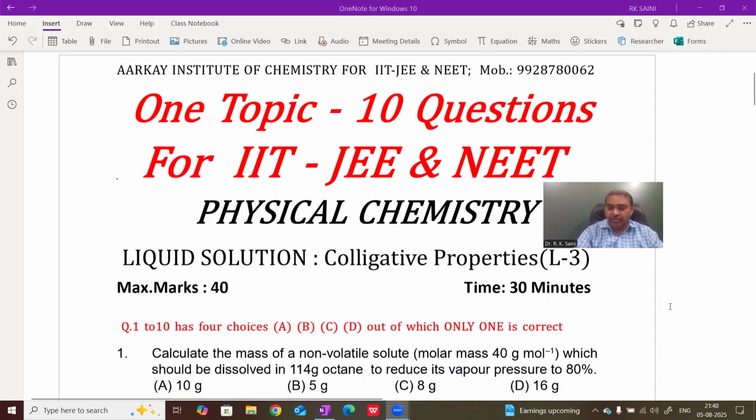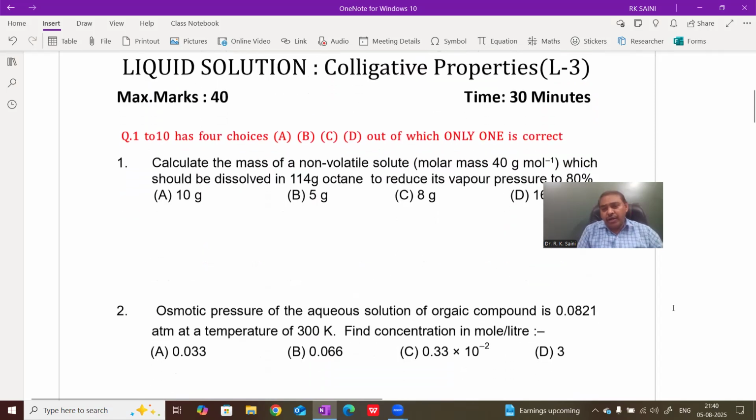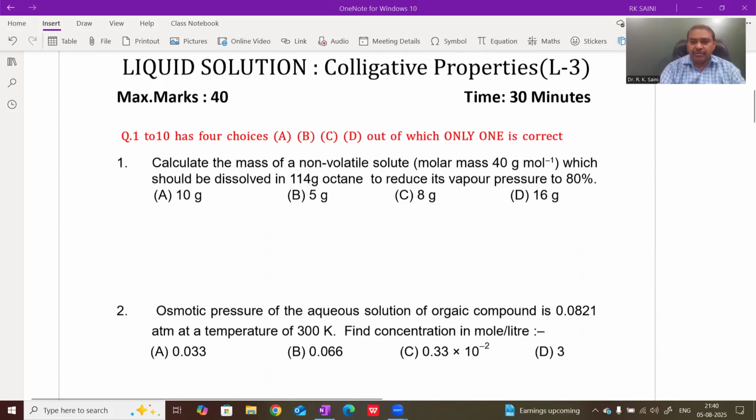Okay, so now I am going to discuss 10 more questions regarding solution, particularly liquid solution, and today I will discuss colligative properties. These questions were asked in different examinations like JEE Main as well as Advanced or NEET examination. Question number first.